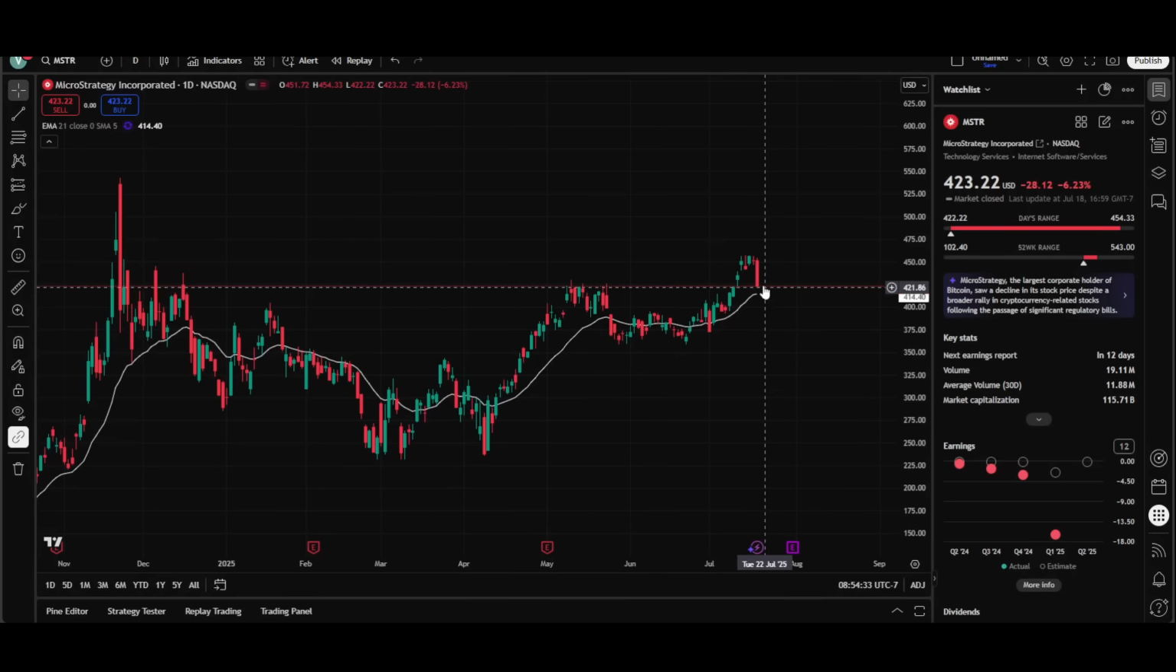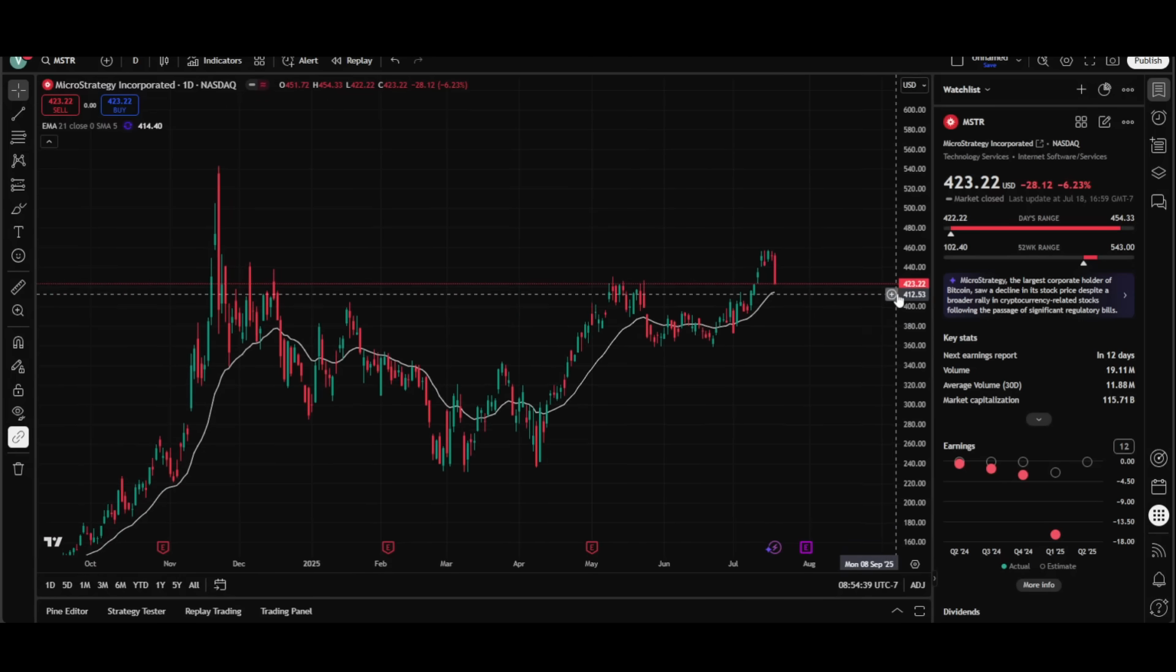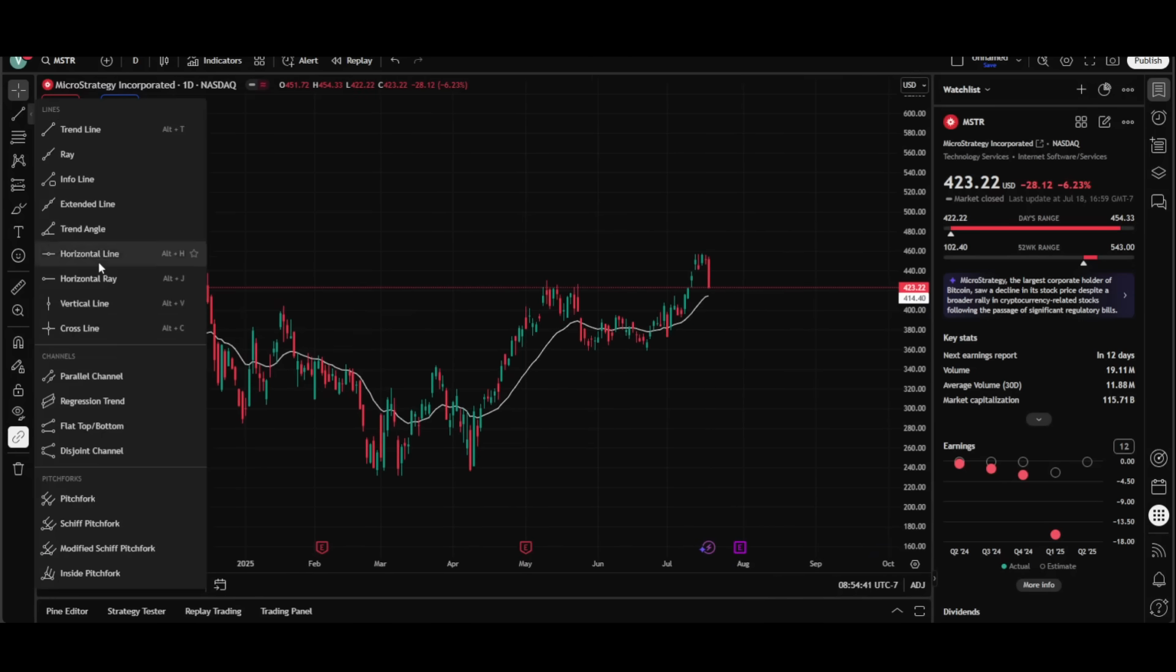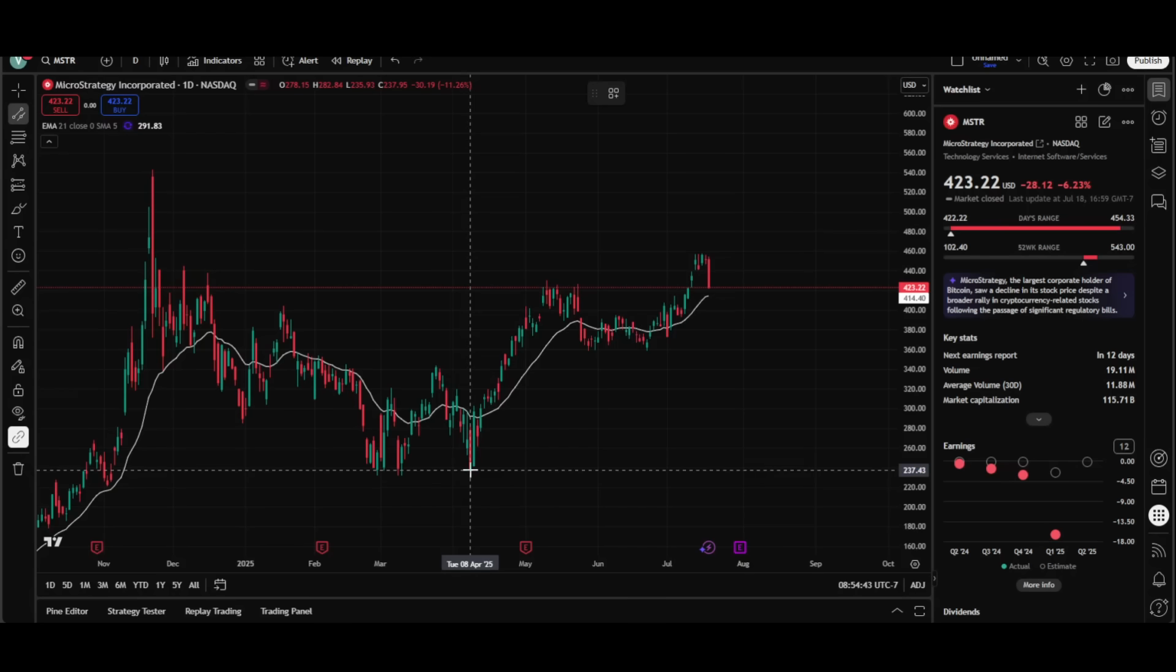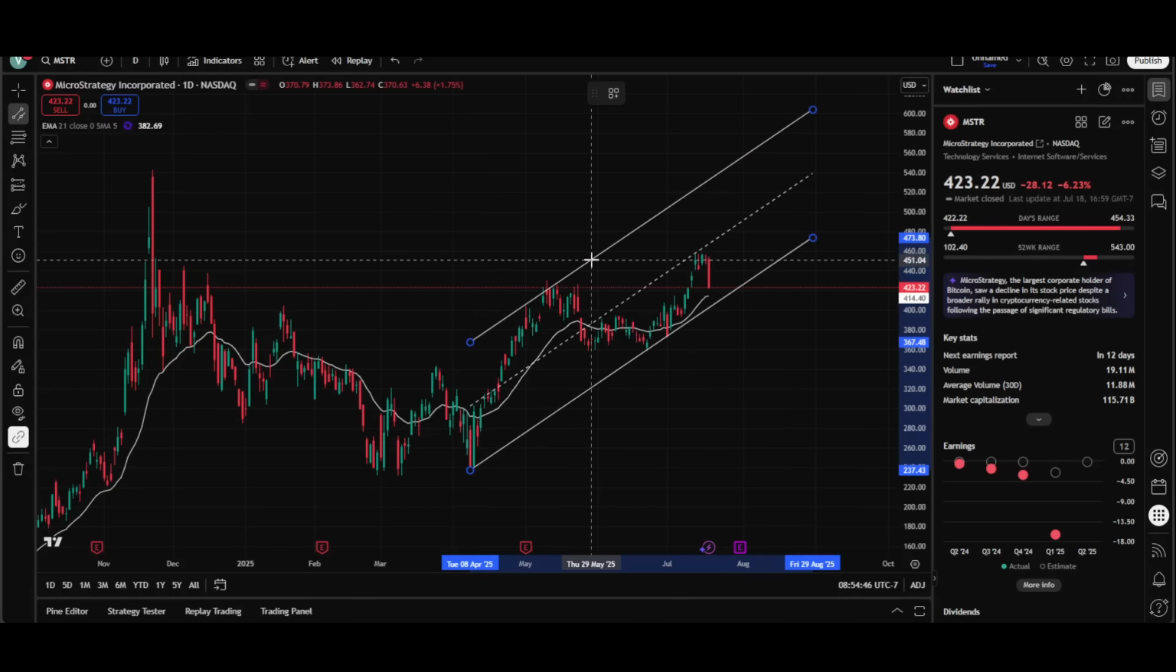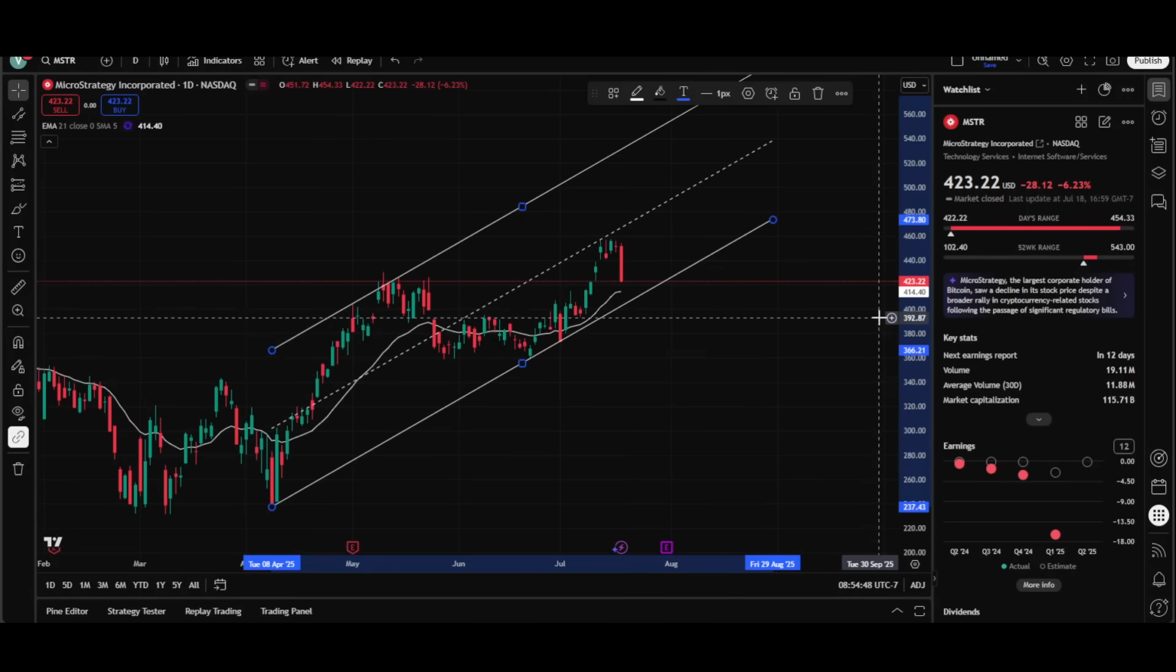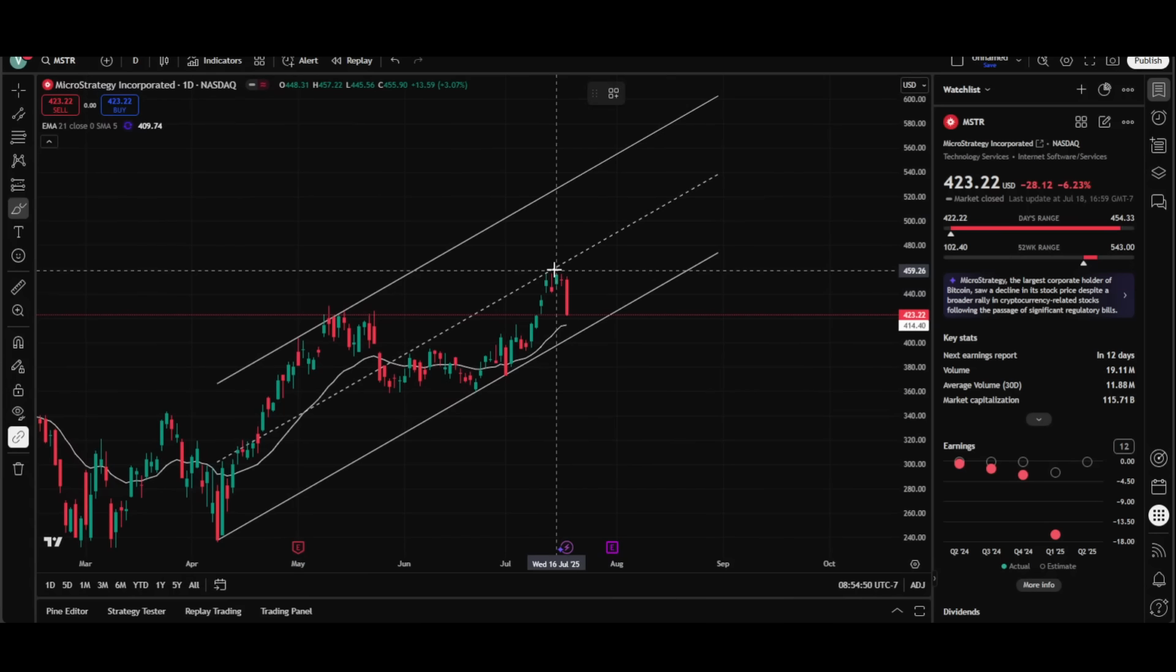So MSTR had a 6.23% drop on Friday. And let's go over the technical reason why. So we have this upward sloping trend line in play. You drag it off the swing lows, drag it up to the highs, fits pretty good. And it looks like we were getting rejected or finding resistance at this 456 level, which is right at the dash line of the channel, the midline.